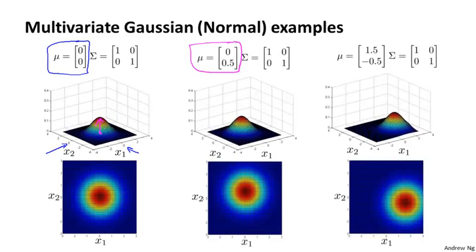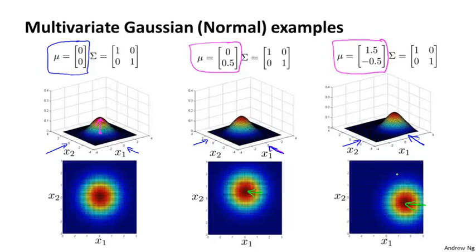So if mu equals 0, 0.5, the peak is at x1 equals 0 and x2 equals 0.5, and so the peak or the center of this distribution has shifted. And if mu was 1.5, -0.5, then again similarly the peak of the distribution has now shifted to a different location corresponding to where x1 is 1.5 and x2 is -0.5. And so varying the mu parameter just shifts around the center of this whole distribution.